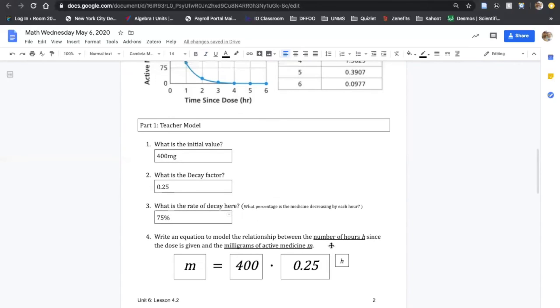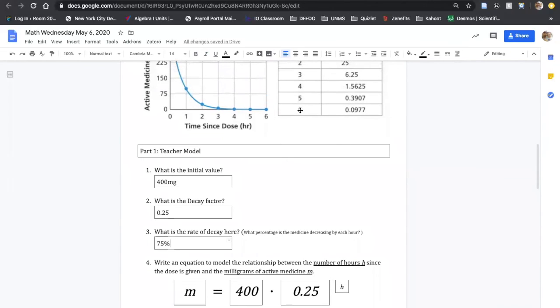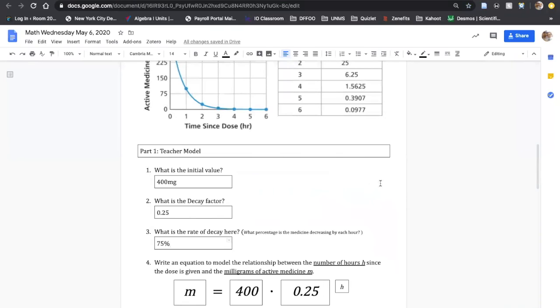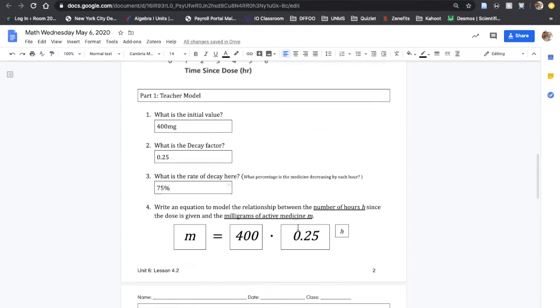And again, this is something that I can check to see if it works, right? Let's say I wanted to check to see, does this work for 6 hours? So I could say 400, and let's go to my calculator. 400 multiplied by 0.25 raised to the 6th power is what I would get for 6 hours, 0.097. So that equation looks like it works, okay?